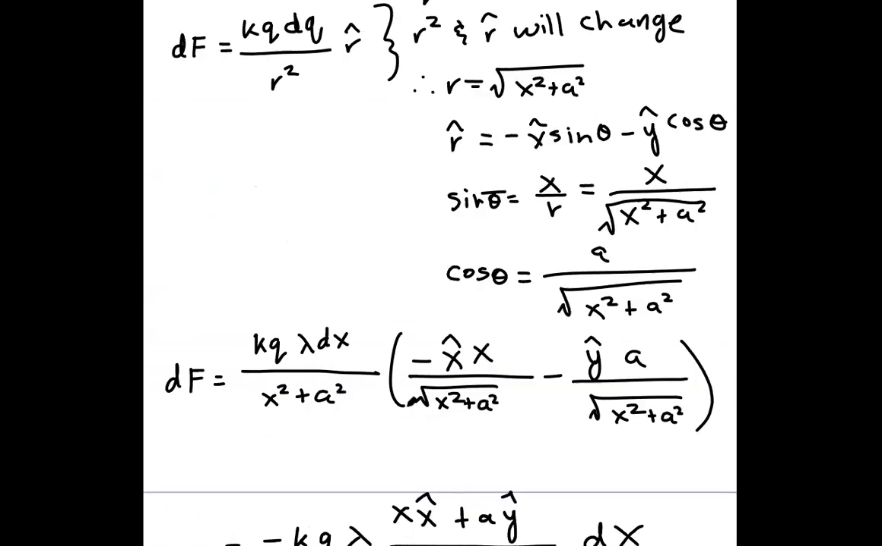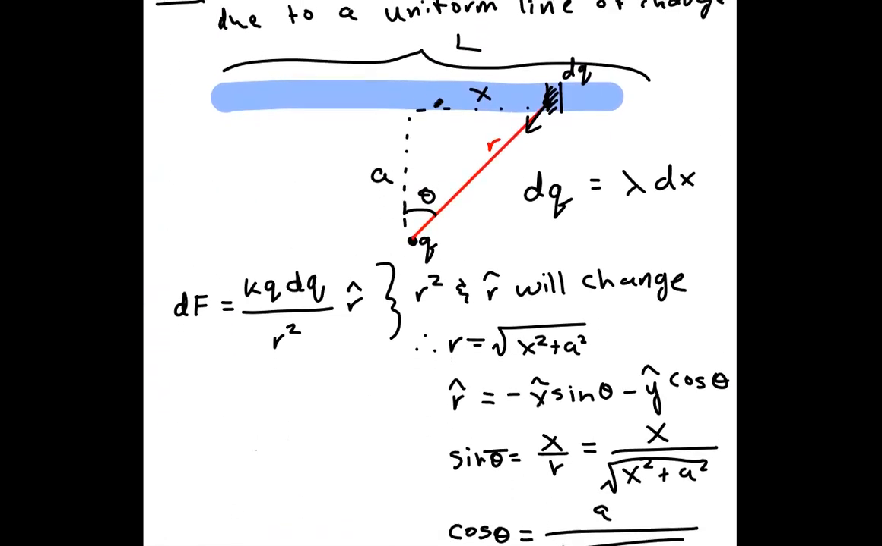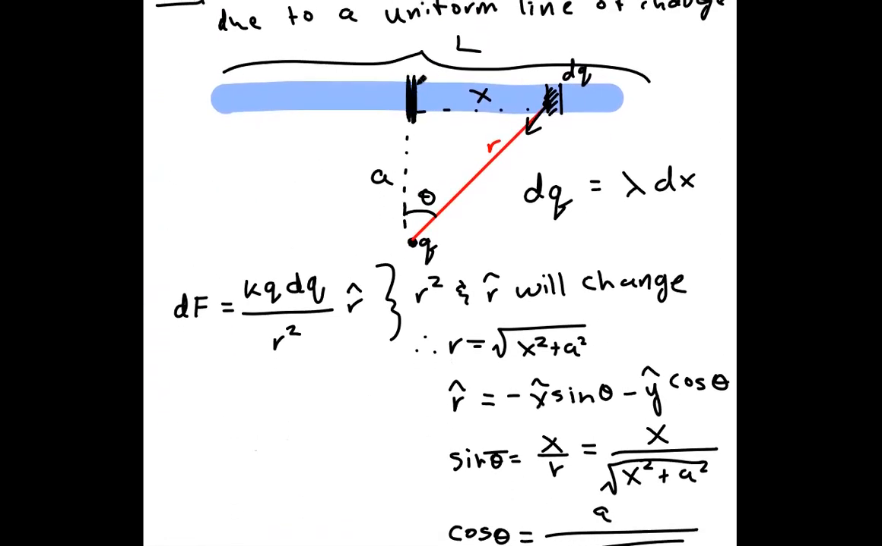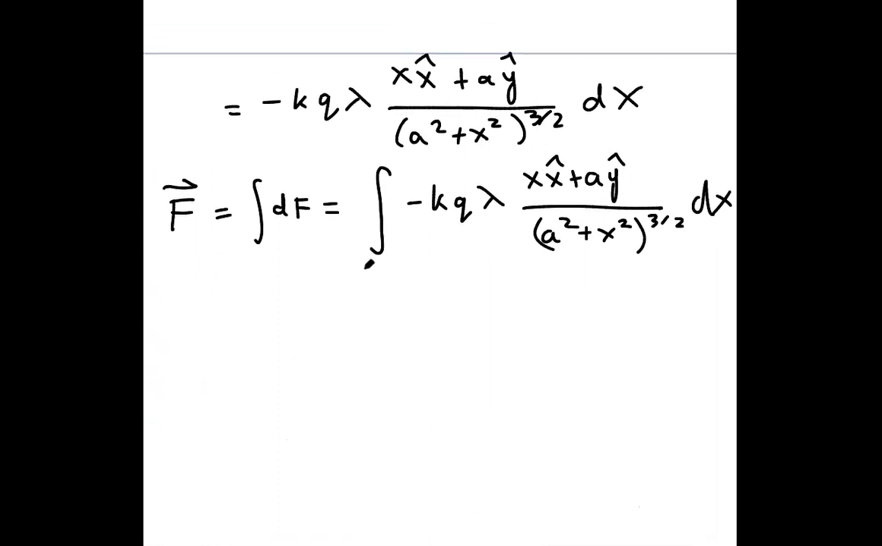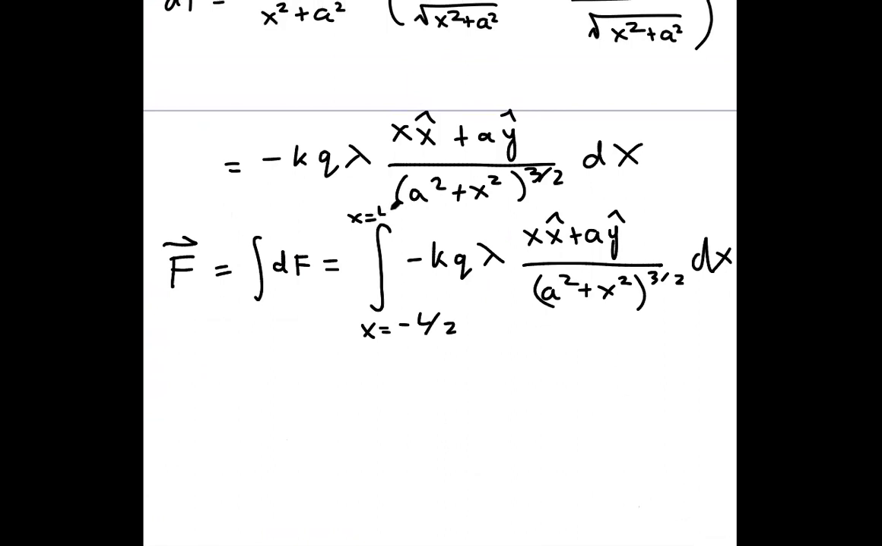And what are our limits of integration? Well, if we establish this as x equal to 0, then this is x equal to negative L over 2, and this is x equal to L over 2. So we integrate over this part. So our limits of integration are x equal to negative L over 2, and x equal to L over 2.